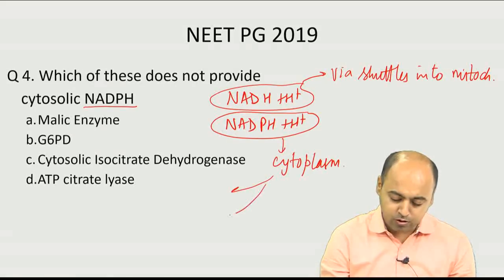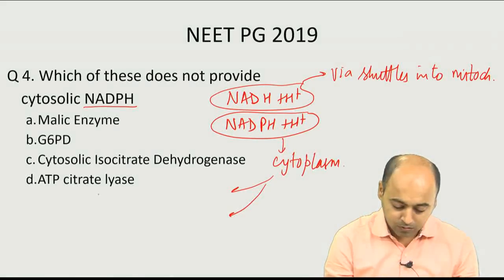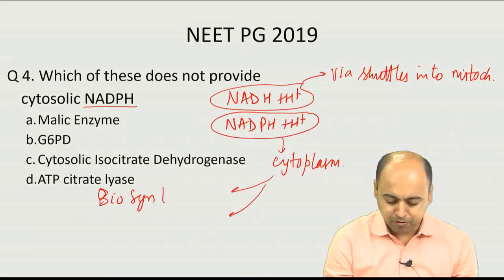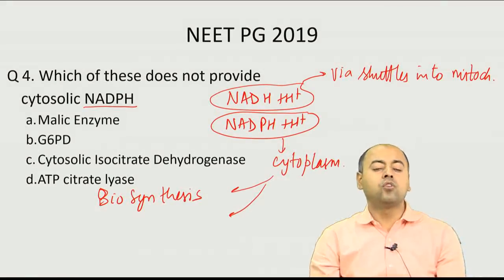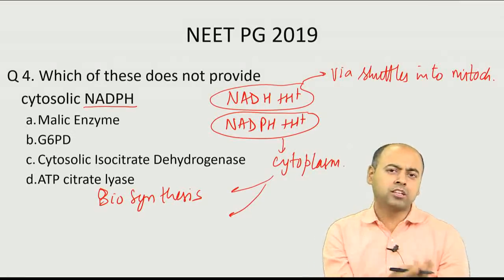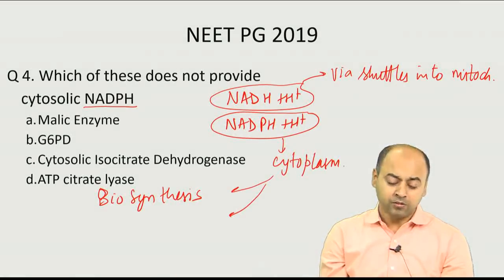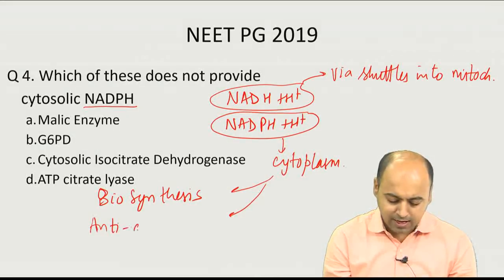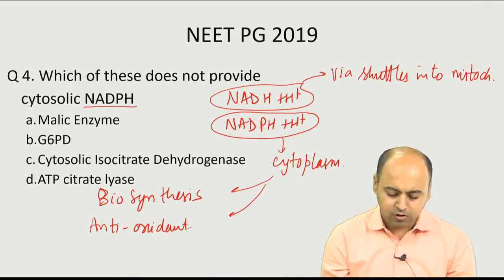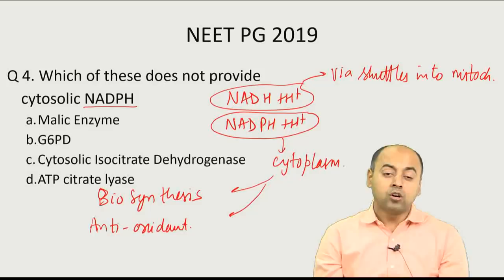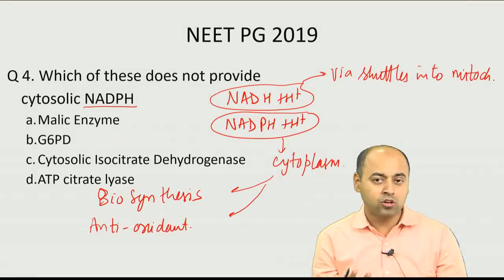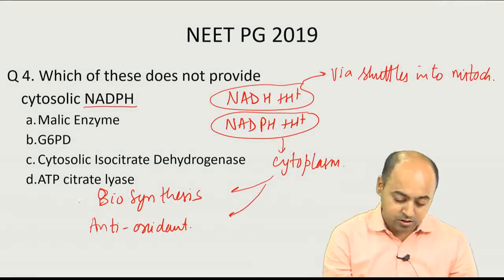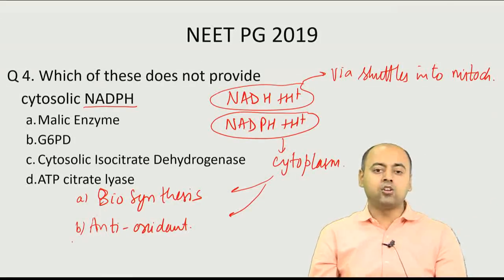It performs two important roles. Number one, biosynthesis. It will provide reducing equivalents for biosynthetic reactions where you are making the fatty acid or the cholesterol, whatever you are making, there we need the NADPH. And second, it has a very important antioxidant function. So these are the two primary functions of NADPH, both occurring in the cytoplasm. The NADPH does not enter the mitochondria. It cannot give rise to the ATP via the electron transport chain. Its only role is either in the biosynthesis or as an antioxidant.